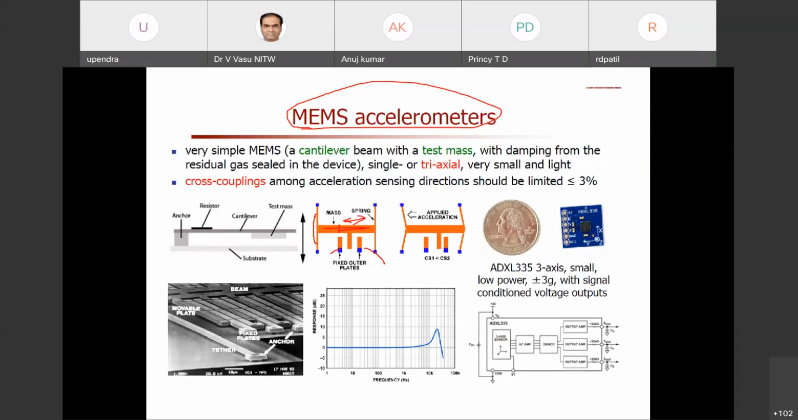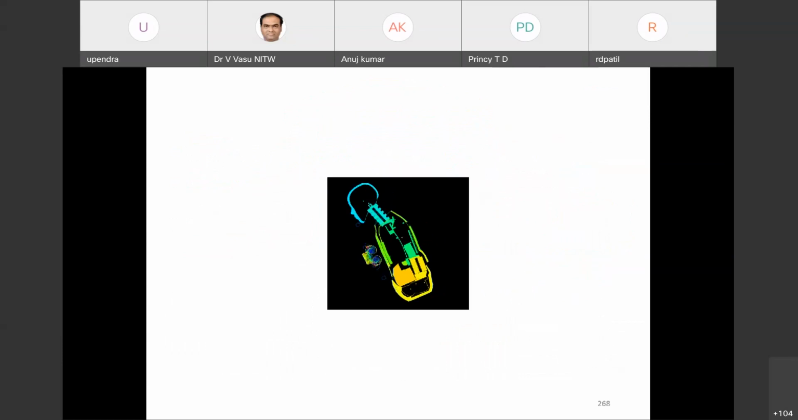Because of the change in distance between the capacitor plates, a change in capacitance occurs, and correspondingly some change in voltage. That is detected by the accelerometer, and that activates the airbag opening. If you look at this accelerometer, it is very, very small. The length and breadth will be less than 1 centimeter. This is how the accelerometer looks.